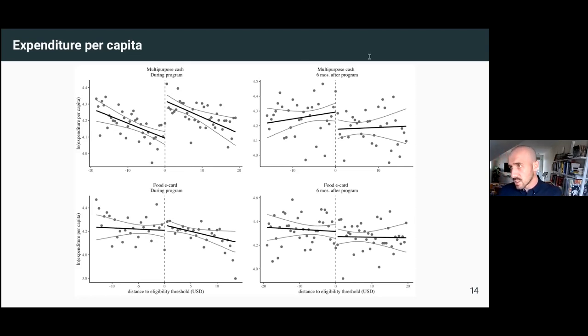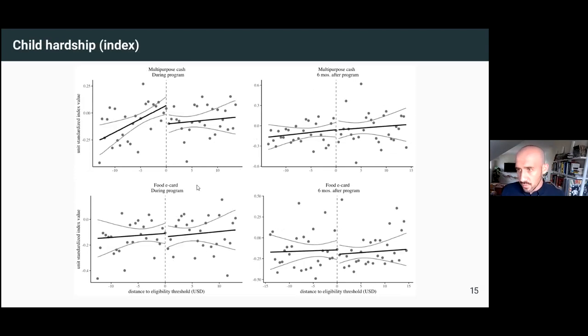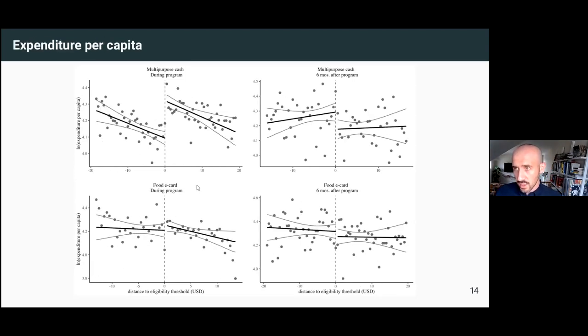And then once the program ends, we're looking at 18 months after the beginning of the program and 6 months after the program ends, you can see that these effects are actually almost negative. So you can see null effects on consumption. And for food, we don't find much of a consumption effect. It's very muted, but we see in the paper that the food expenditure effects are actually quite large.